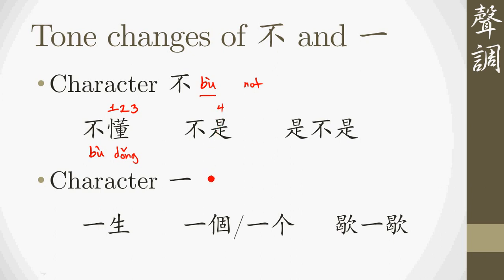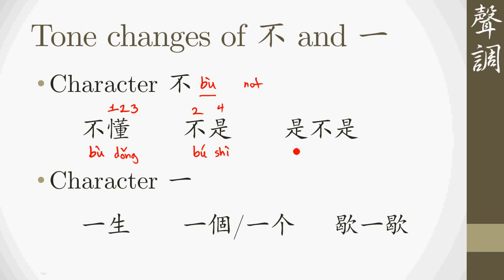You can remember that because 不 is also fourth tone. You don't want to say 不是 with two fourth tones. Instead of that, we change this to second tone. This first one means do not understand. 不懂, 懂 is understand, do not understand. 不是 is not.